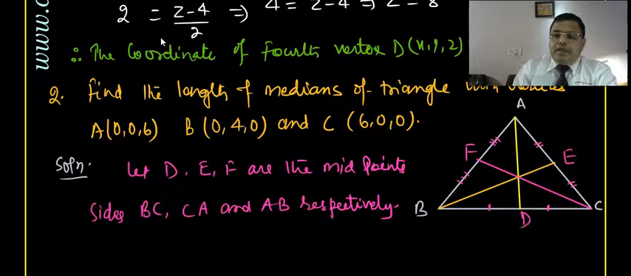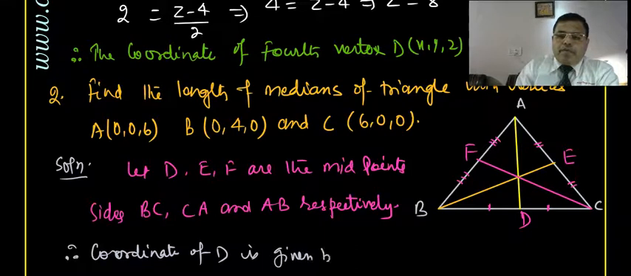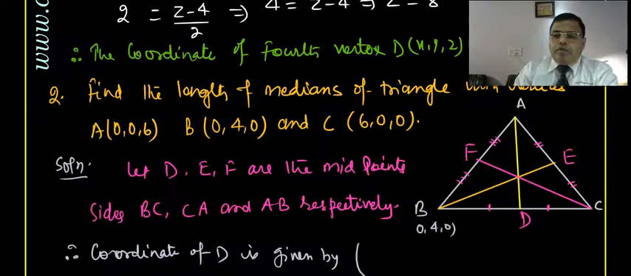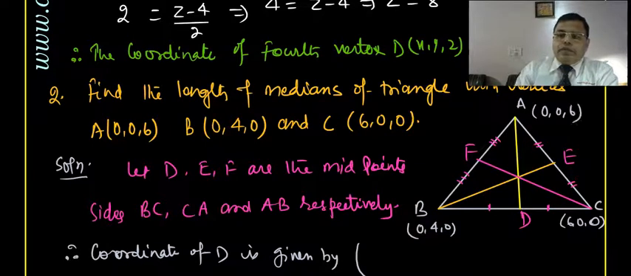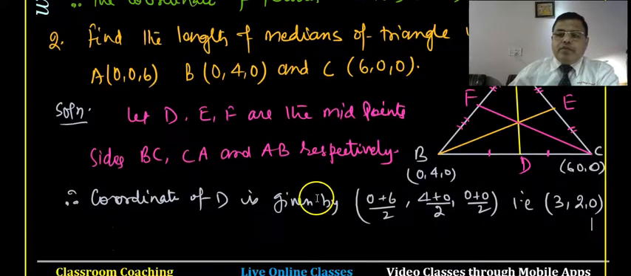Now the coordinate of D is given by: B is (0, 4, 0), C is (6, 0, 0), and A is (0, 0, 6). So for BC, it is ((0 + 6)/2, (4 + 0)/2, (0 + 0)/2), that is (3, 2, 0). So the coordinate of D is (3, 2, 0).